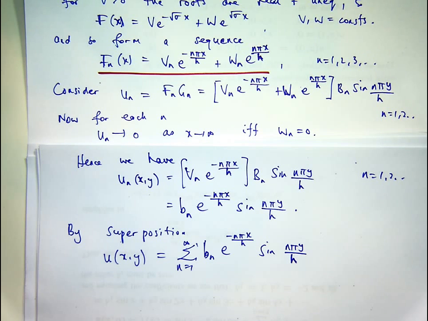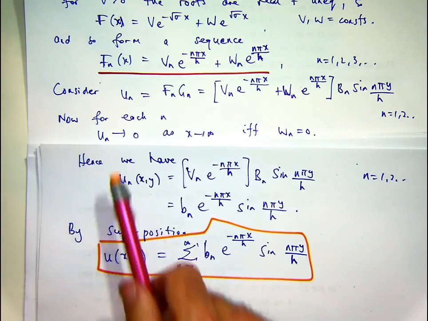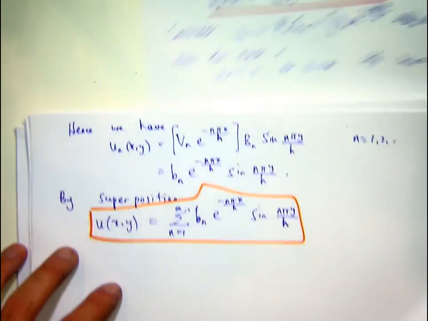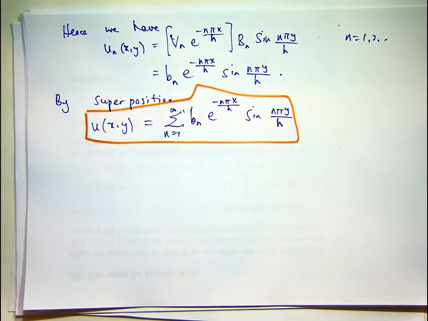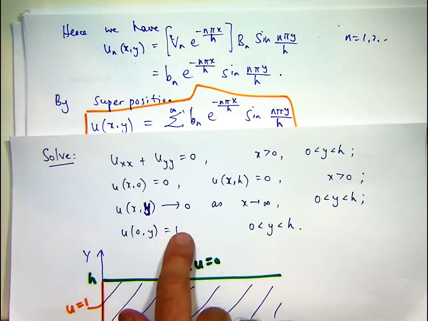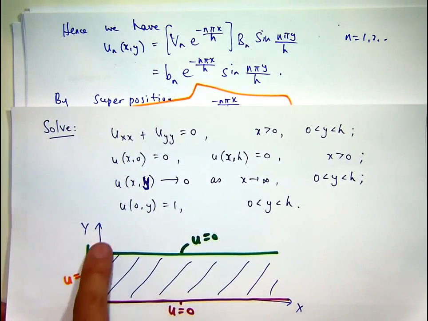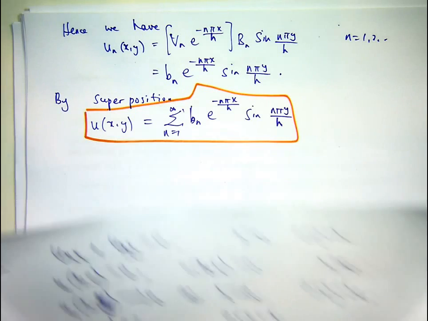Now, if we can determine the coefficients, the b sub n's, then we've finished the problem. But we haven't used all our information. So essentially I'm summing up these sequences. We haven't used all the information yet. What haven't we used yet? We haven't used the final condition. This one here, the temperature is a function, in this case it's just a constant along this edge or this boundary.